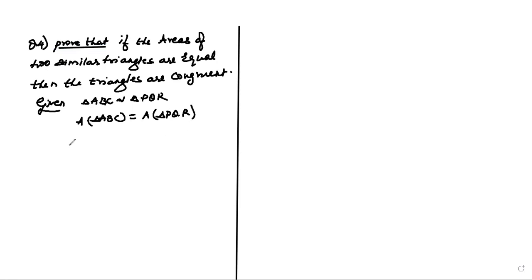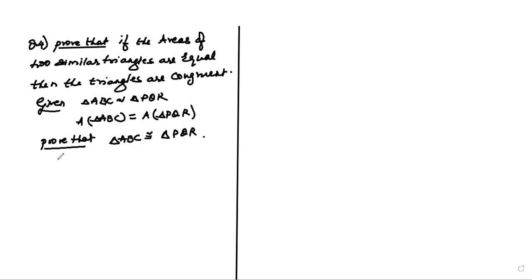And what did you prove, children? Prove that the triangles are congruent. Triangle ABC is congruent to triangle PQR. You have to prove the triangles are congruent, given that the areas of two similar triangles are equal. Very simple, children. Very easy.